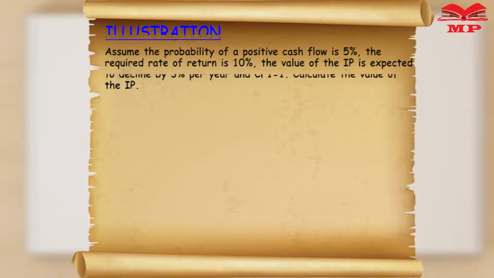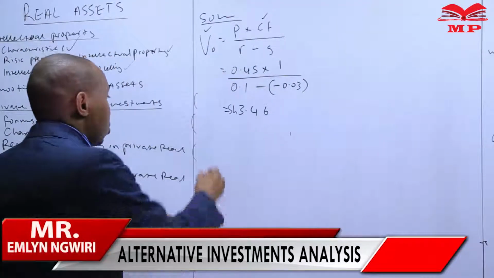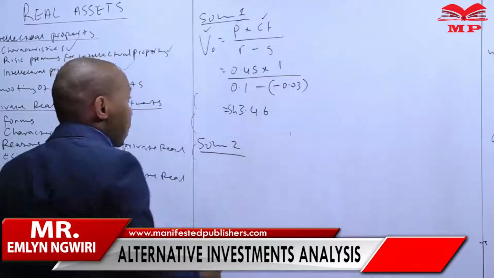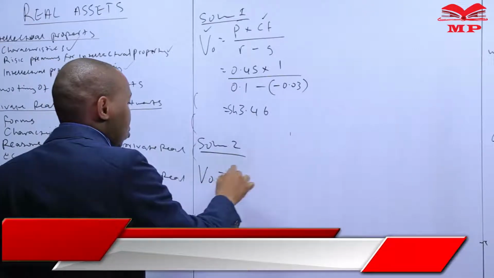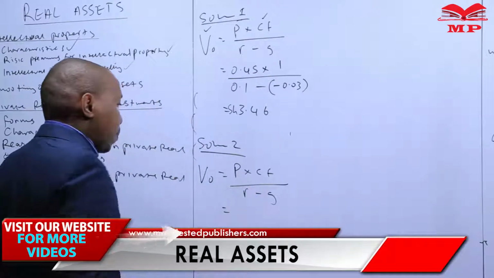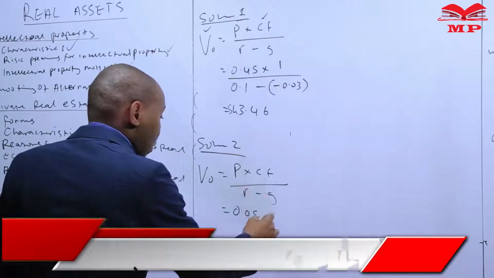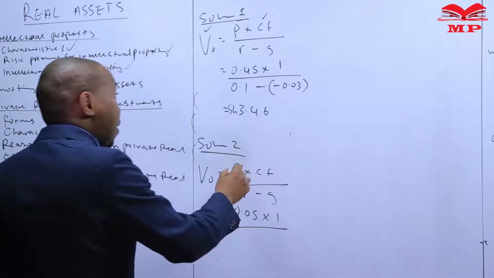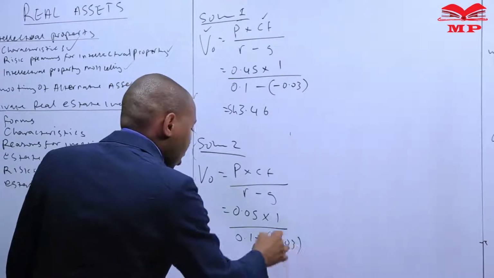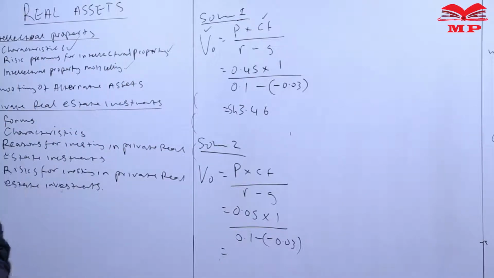Now in this case, the positive cash flow, instead of being 0.45, you're now told otherwise. So this is solution 2, and that was solution 1. We are saying V0 is still equal to price times cash flow over R minus G. The cash flow we're informed is 0.05, the probability of positive cash flow, multiplied by 1 over R minus G, which remains 0.1 minus 0.03. So how much is the value of the IP?